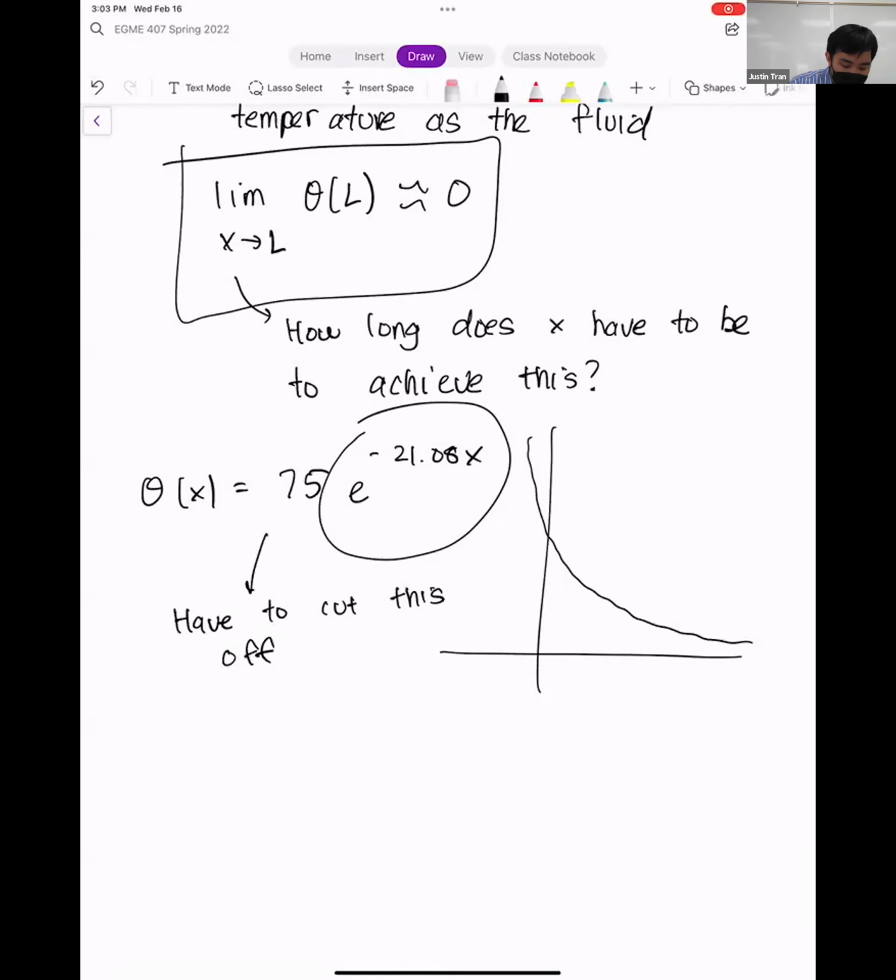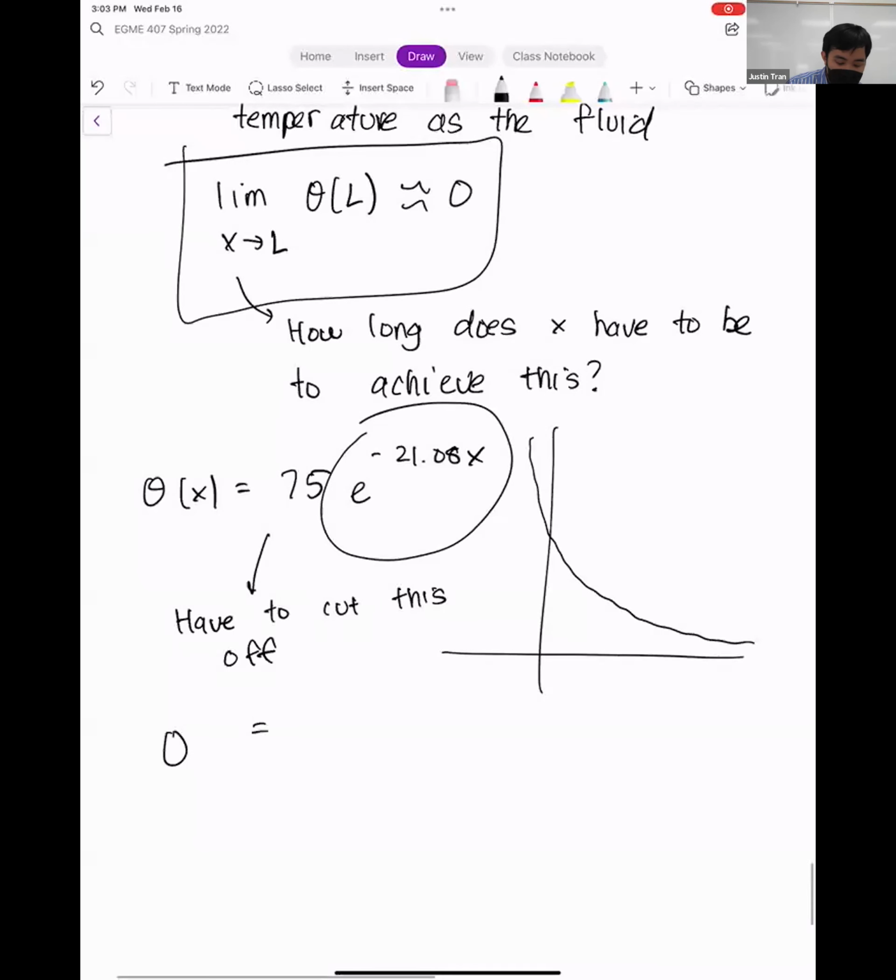Because let's say that we apply this equation directly. So if we do 0 equals 75 e to the minus 21.08 x, and then we try to solve for x, we're never going to get anything because we're going to take the natural logarithm of 0, and the natural logarithm of 0 is minus infinity, so that's not going to work. Okay. Theoretically speaking, we're never going to reach a point where the fin temperature reaches exactly the fluid one, but we can compute the length that makes us get close enough. Okay.